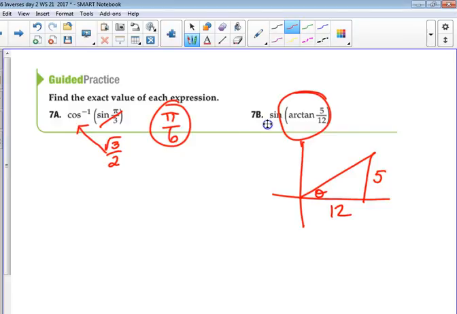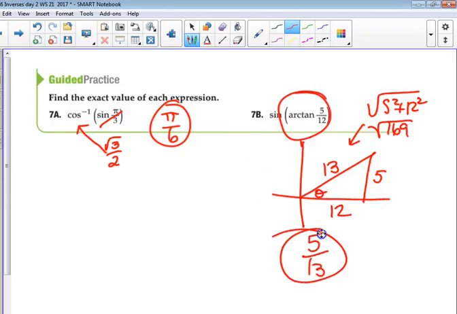What's the sine at that spot? Sine, I need the hypotenuse, yes? 5 squared plus 12 squared is 169. The square root is 13. So I need the sine, which is opposite over hypotenuse.